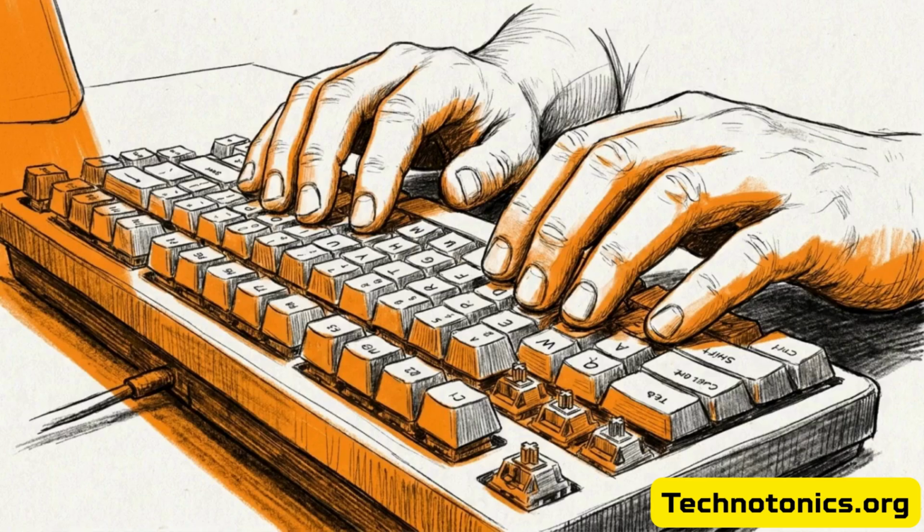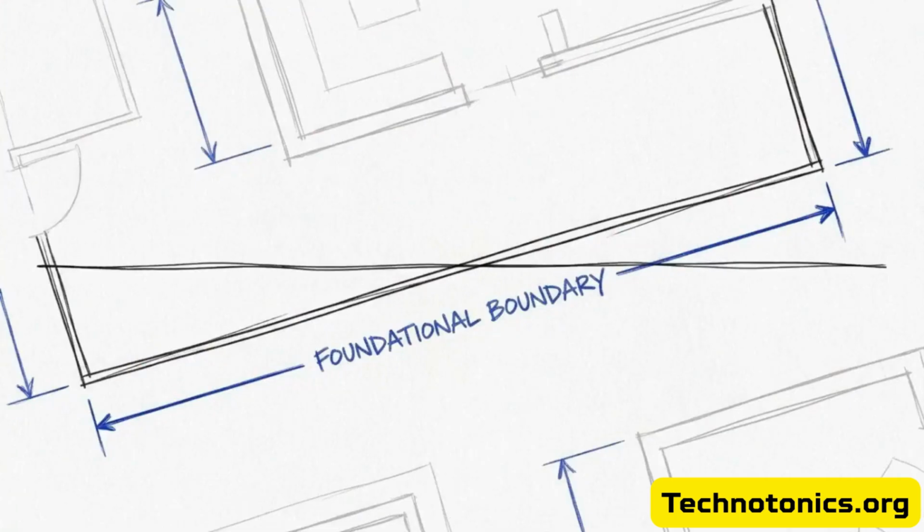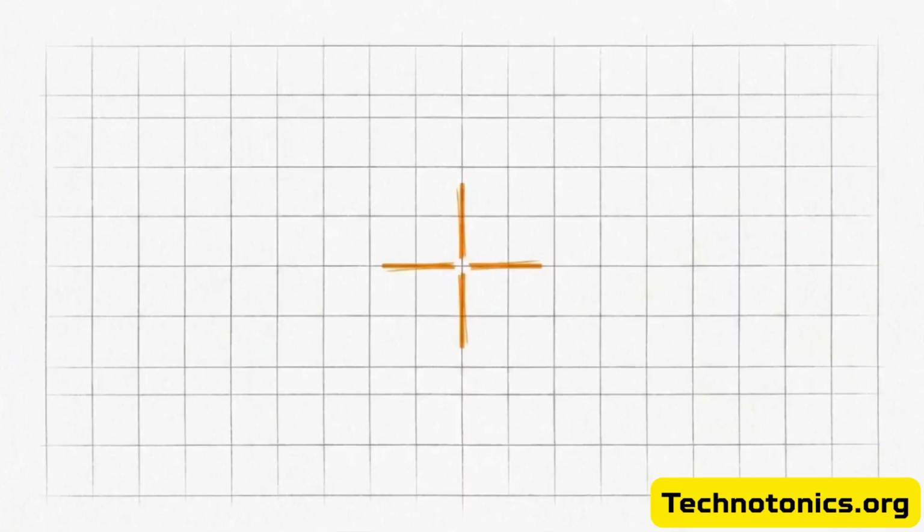Reading a list of shortcuts won't help you retain them. To build permanent muscle memory, you have to apply them to a concrete, practical project. We are going to build a room.